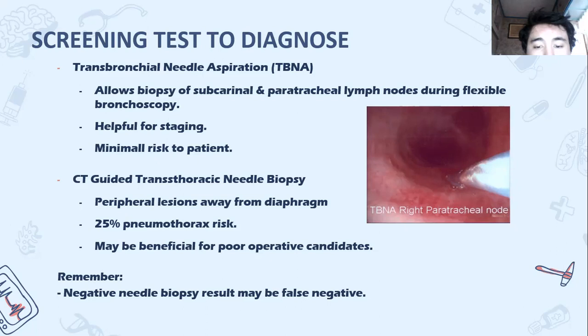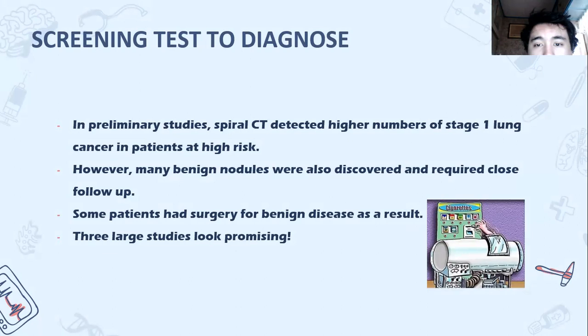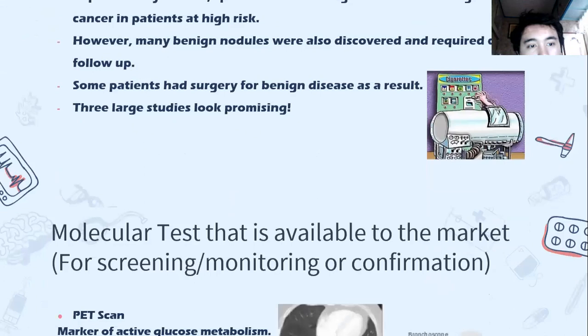In screening studies, peripheral CT detection found high numbers of stage 1 lung cancer in patients at high risk. However, benign nodules were also discovered and required close follow-up. Some patients had surgery for benign disease as a result. Three large studies look promising.